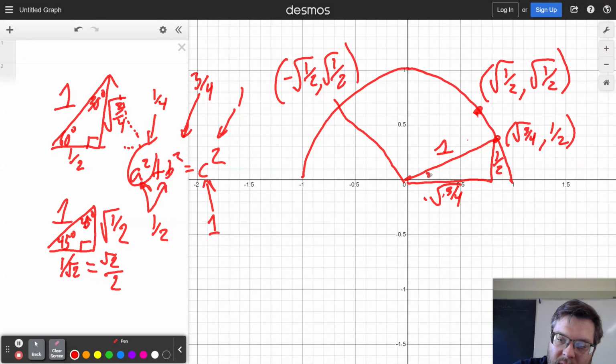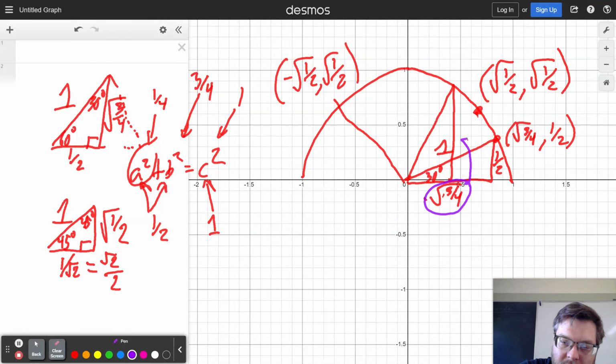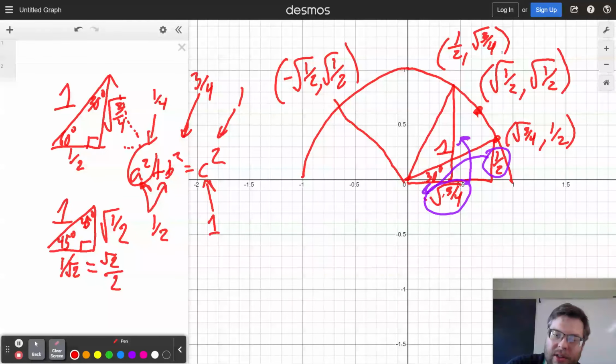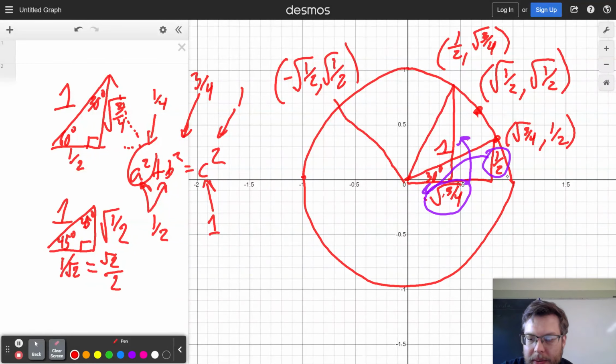Similarly to the 30-degree triangle, I can draw a 60-degree triangle, which is just going to turn these two measurements on its side. So square root of 3 over 4 is now my y value, and a half is now my x value. So my new coordinates are 1/2, square root of 3/4. Okay? And all of those numbers just repeat when you fill in the bottom half of the unit circle.